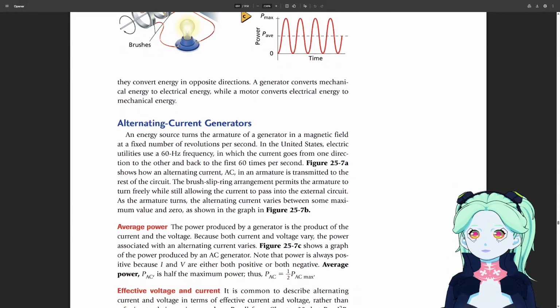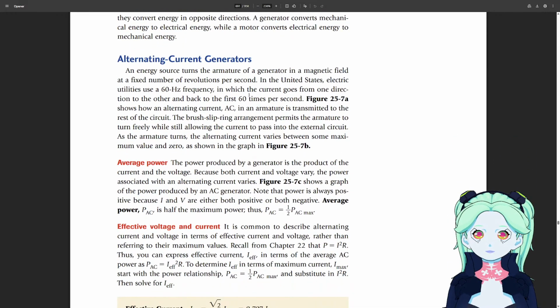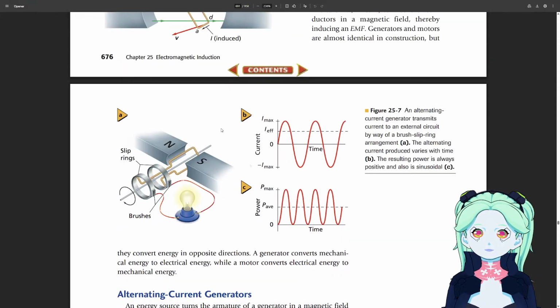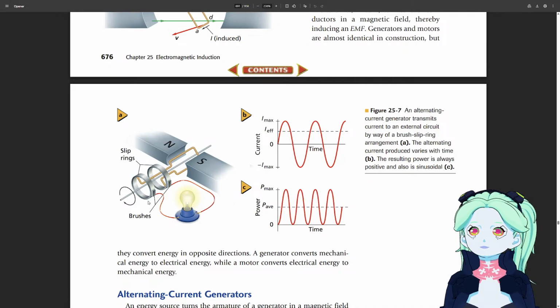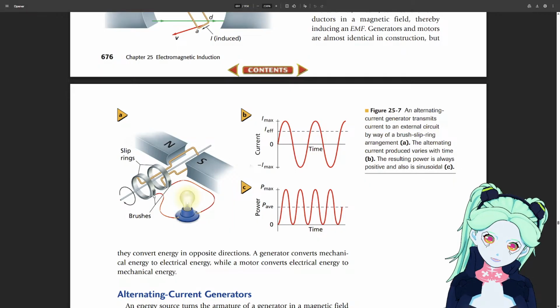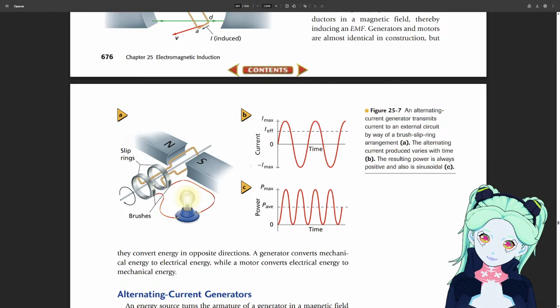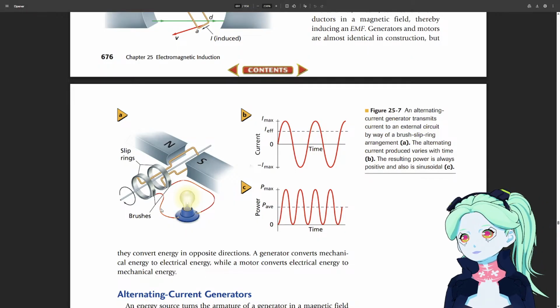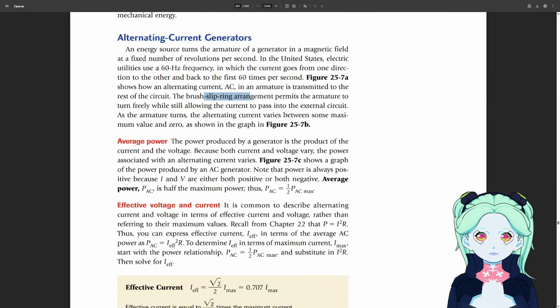Slip rings. Oh, brush. I see. Slip rings. I see. So this rotates. Wire. Okay, current is now in this. Brush. Okay. How does that work?